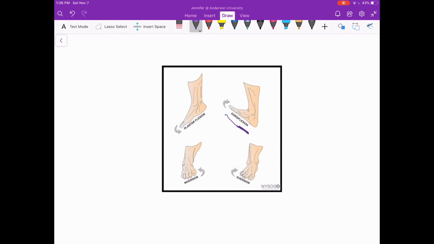And here we have a diagram which shows dorsiflexion. So you can see the ball of the foot is going upward, as well as inversion, where you can see the bottom of the foot is turning inward medially.